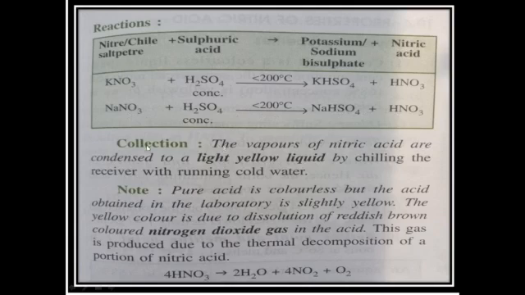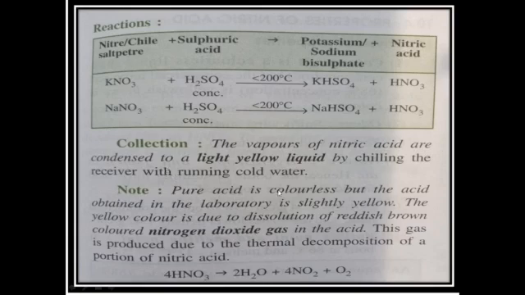Now how is this nitric acid collected? The vapors of nitric acid are condensed to a light yellow liquid by chilling the receiver with running cold water. The acid is in the form of vapor, as it is a volatile acid, and the vapor of nitric acid is condensed to a light yellow liquid by chilling the receiver with running cold water. So you need to condense the flask that is receiving the vapor.